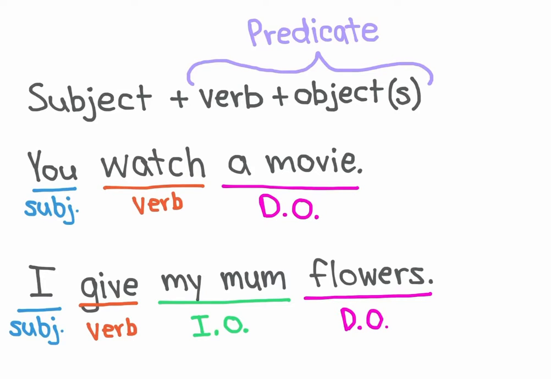Let's look at this sentence. You watch a movie. You is the subject. Watch is the verb. And a movie is the direct object because the movie is receiving the action directly.